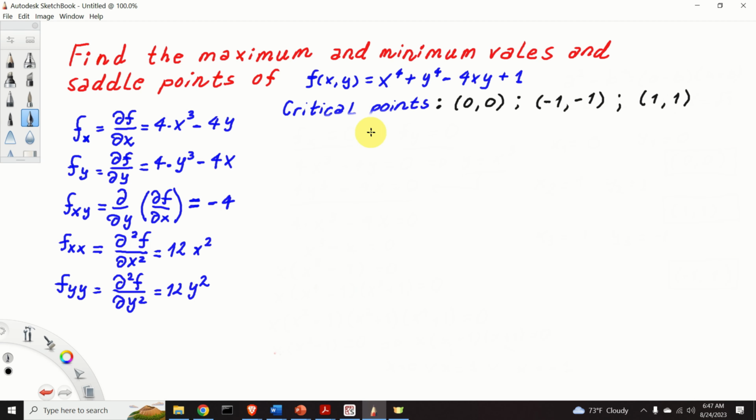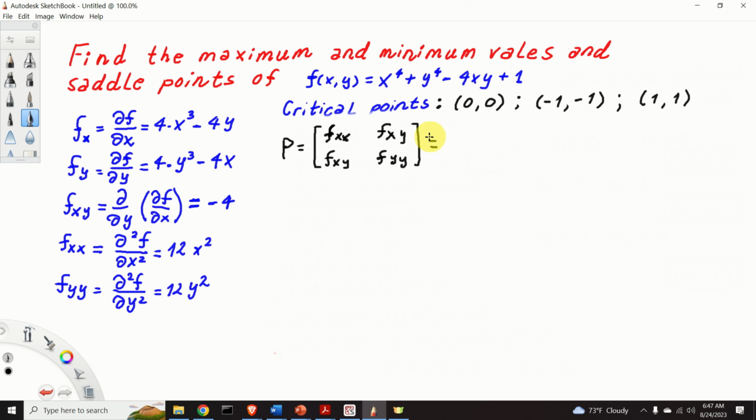To make this video tutorial as clear as possible, I erased the previous part and I summarized my critical points over here. The next step is to form the matrix of partial derivatives. This matrix looks like this. Here we have fxx. fxx is defined over here. Then we have fxy. It's defined over here, fxy, and then we have fyy.